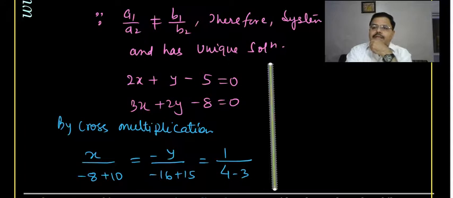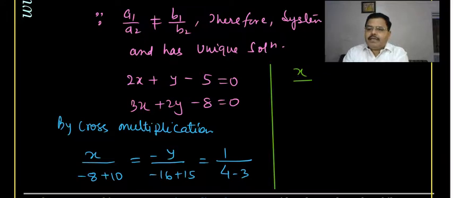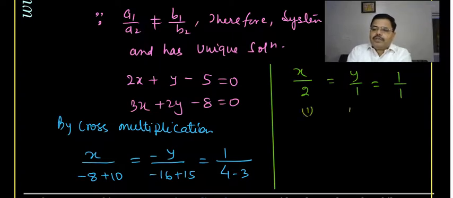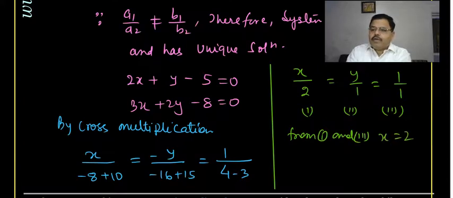If I am writing this, then this will be x upon what will come, 10 minus 8 is 2, and that will be y upon minus 1, but minus minus cancel, so y upon 1 and 1 upon 1. So using first, second and third, from first and third, you have x equal to 2, and from second and third, you have y is equal to 1.